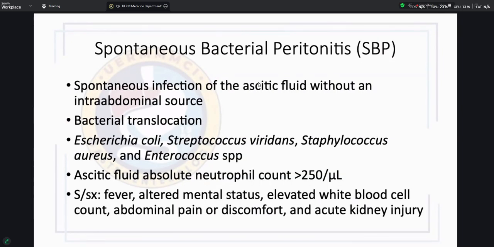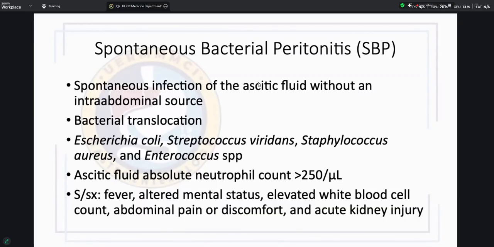Spontaneous bacterial peritonitis is a complication of ascites wherein the fluid is infected without an intra-abdominal cause, such as abscess or perforation. When we use the term peritonitis, the treatment is almost always surgical. But in SBP, there is no surgically treatable intra-abdominal source. SBP occurs due to bacterial translocation from the gut into the mesenteric lymph nodes, then to the bloodstream, and then seeding into the ascitic fluid.